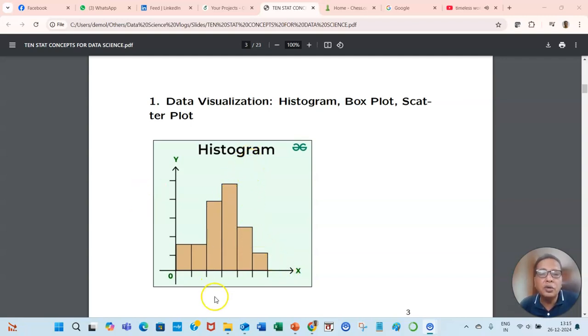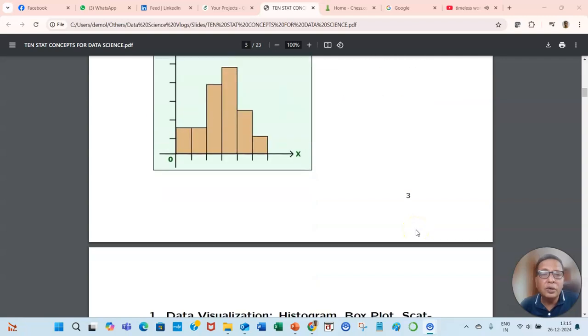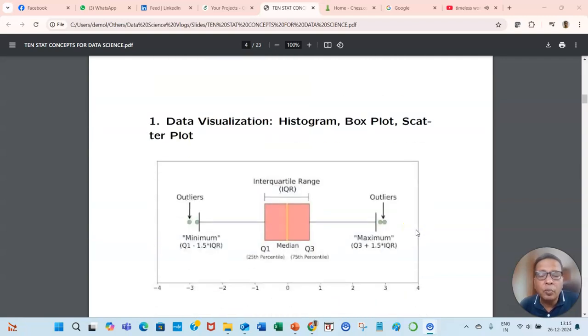First, starting with the histogram, we have the values of the variable on the x-axis, and the frequency or the relative frequency of the variable on the y-axis. This tells a lot about the variable, whether it's bell-shaped, whether it's unimodal, whether it's symmetric, and accordingly we choose the distribution of the population. So this is the histogram.